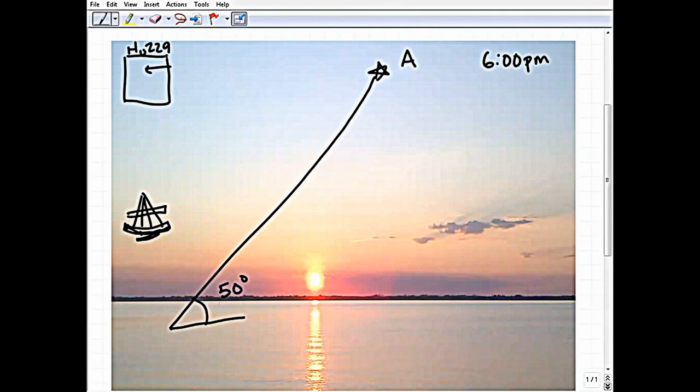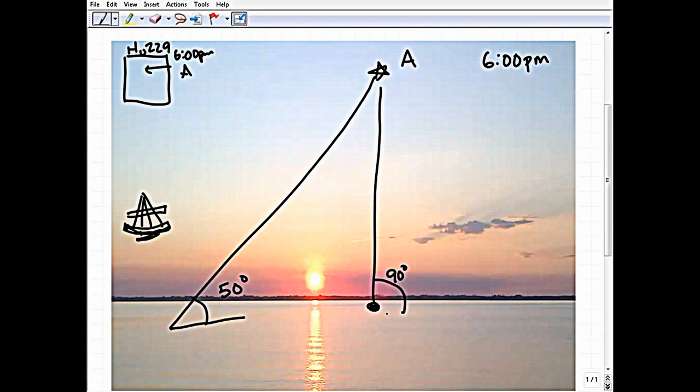I go to this book and I'm saying, okay, it's 6 p.m. and I'm looking at star A. And the book will tell me, well, star A should be located at this position at 6 p.m. At 6 p.m., you should be seeing star A directly over your head, 90 degrees. So if I'm standing out here in the middle of the ocean at this position, not where I'm at, at this particular position I would see star A directly above my head at 90 degrees. If star A just fell straight down onto the Earth, it would be at this position at 6 p.m. Hopefully that makes sense to you.